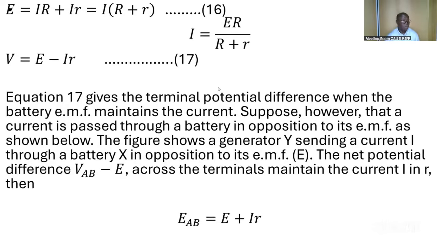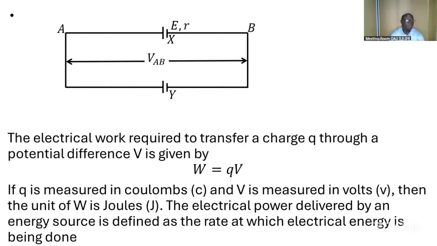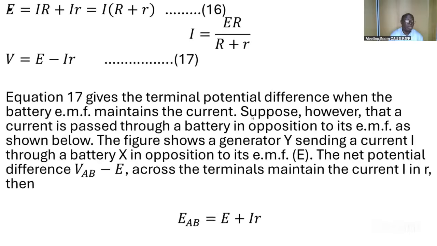So then you have your equation 17. Look at what I said: equation 17 gives the terminal potential difference when the battery, that is with electromotive force, maintains the current, if the current flowing is that current I. Suppose, however, that a current is passed through a battery in the opposite direction, in opposition to the EMF, as shown below. That is in the opposite direction.